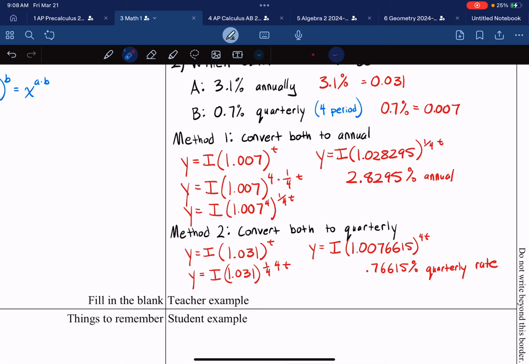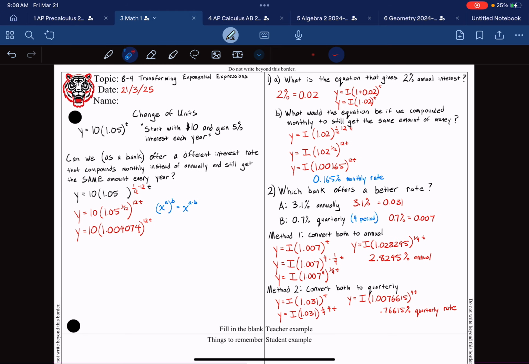All right, well, that was kind of a long-winded explanation of maybe what is a simple topic. That does conclude our lesson for 8-4, transforming exponential expressions for our class.